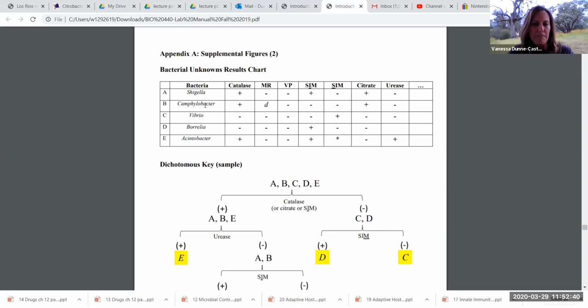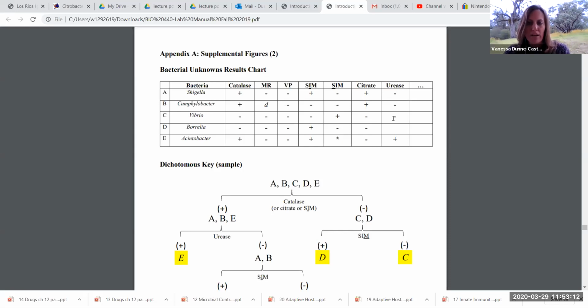So going back to A, B, and E, looking at your biochemical results chart, can't use catalase, can't use MR, cannot use VP, can't use SIM, right? Wait, you can use SIM. There's indole, A, B, and E. In this case, B is negative and A and E are positive, so that's one you could use, indole. Can't use sulfur because you have no results for Acinetobacter, or you have unclear results for this one. You could use citrate. You have 2 positives and a negative, and you could use urease, 2 negatives and a positive.